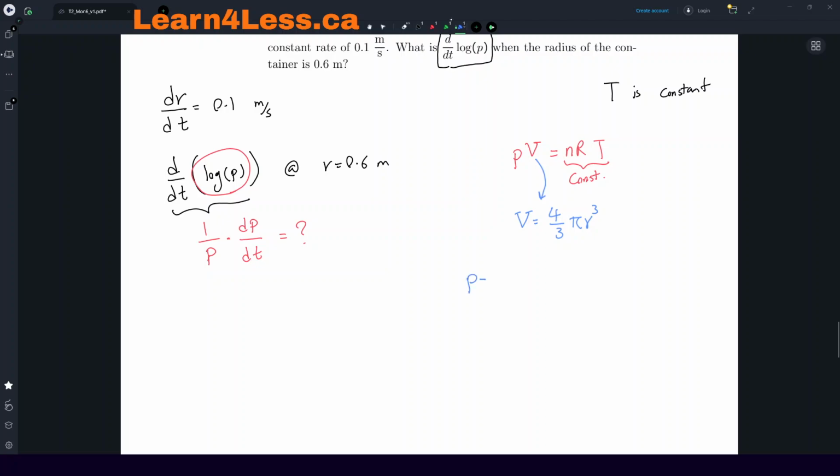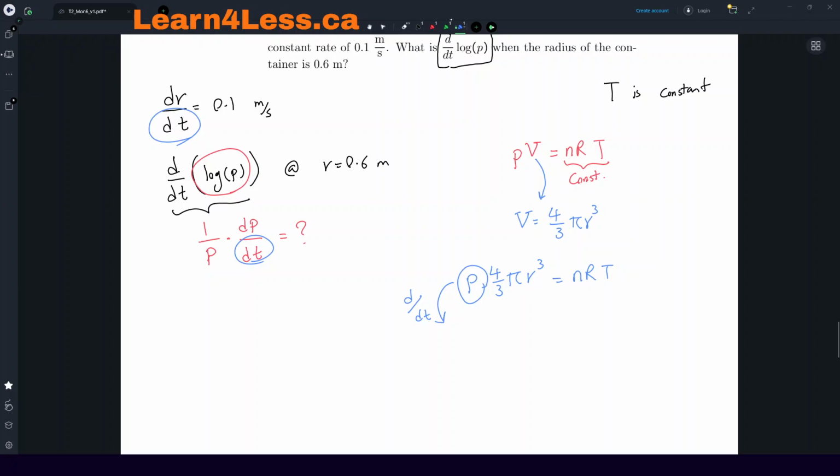Why is it helpful? Because it gives me a new equation in which I have pressure and radius. p times 4 over 3 pi r cubed is equal to nRT. Now I have that, I take the derivative of both sides. Taking the derivative, but with respect to what? With respect to time. The left-hand side, this time p is not constant, it's variable. Also, you know the radius is also changing. We have the rate of that.